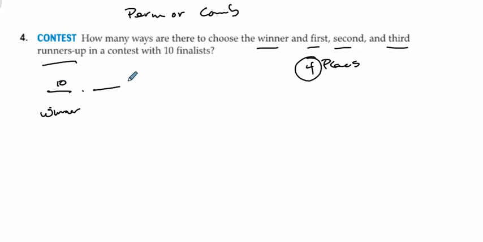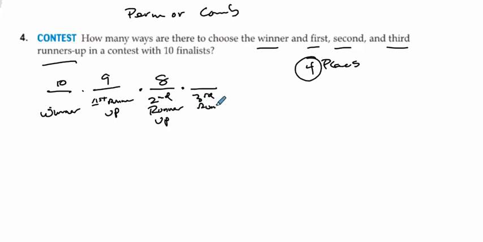Now, for the first runner up, I never knew why they did this, by the way. I just think it should be first place, second place, third place, fourth place. But whatever. They don't want to give fourth place. That's like bad. So for the first runner up, there's now 9 choices because you already picked somebody. For the second runner up, aka third place, you've used 2, so there's 8 left, and then for your fourth place or third runner up, I'm trying to use their language, but I hate that.